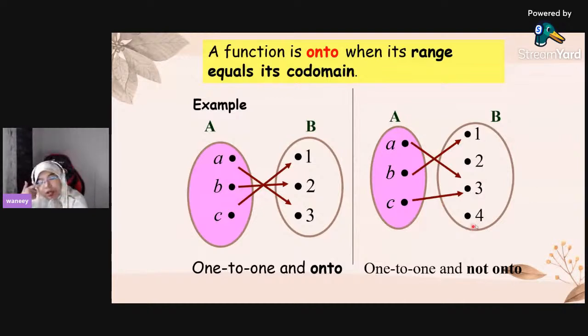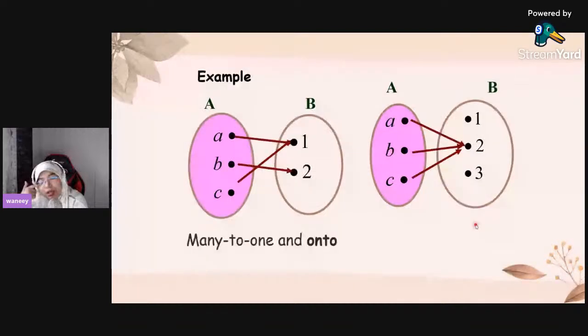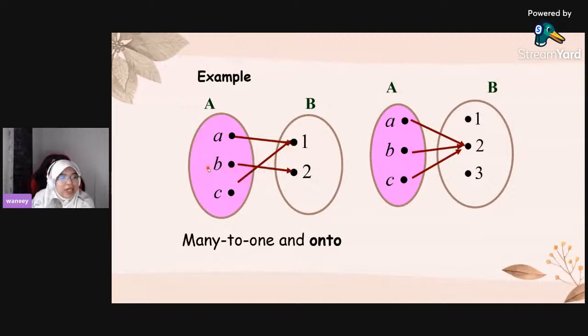Okay, next. Right, so similar happens over here. We have A going to 1, C going to 1, B going to 2. So this is many to 1. Why many to 1? Because A and C, both of them are going to 1 in B. So this is many to 1, and we're going to call it onto because we use everything inside B.